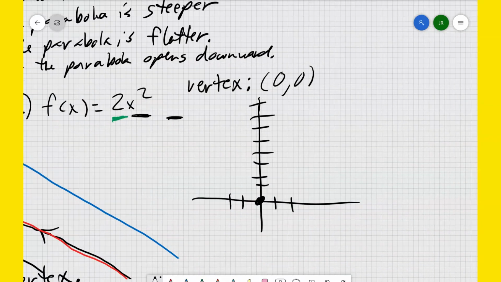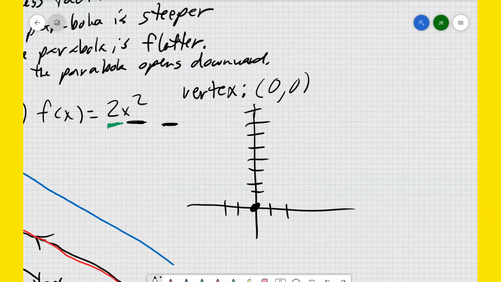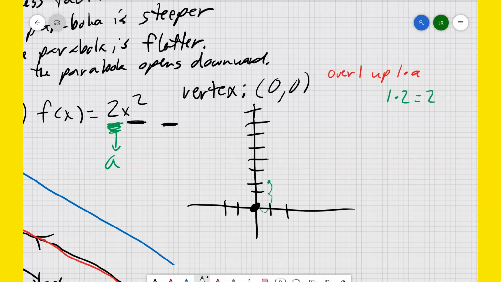So let's follow those steps on here. I've identified my vertex. It's 0, 0. I put my vertex. Next, I go over 1, and up 1 times A. What is A? A is 2. So I go up 1 times 2. So I go over 1, and I go up 2, on each side.